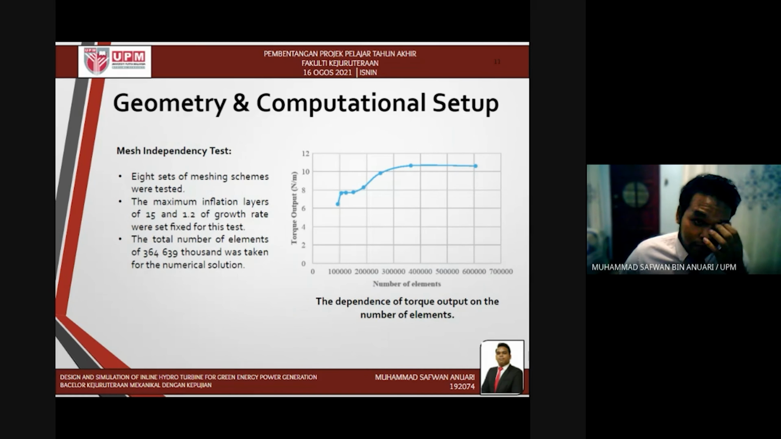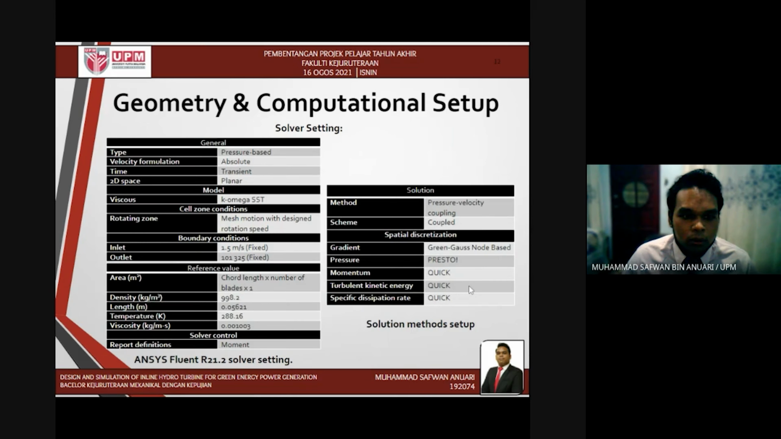A mesh independence test has been carried out to verify the grid independence of the numerical solution. 8 sets of mesh schemes were tested. The graph shows the dependence of torque output on the number of elements. This is the solver setting of the solution method setup used in the current study.